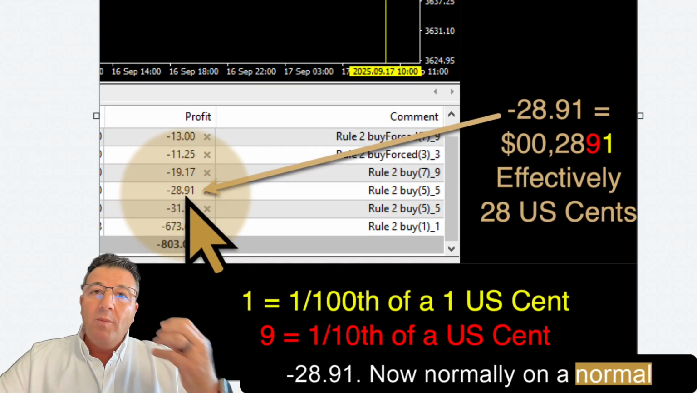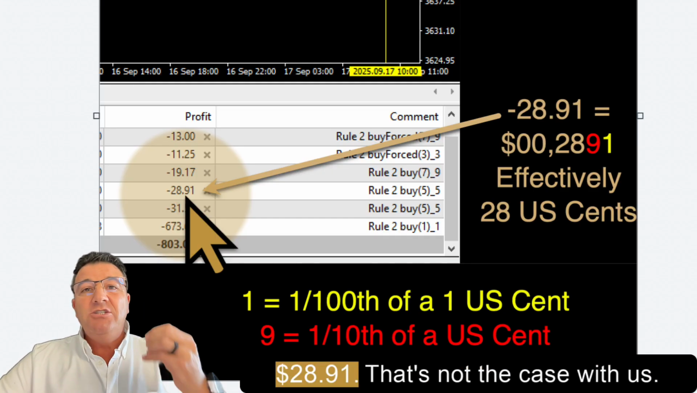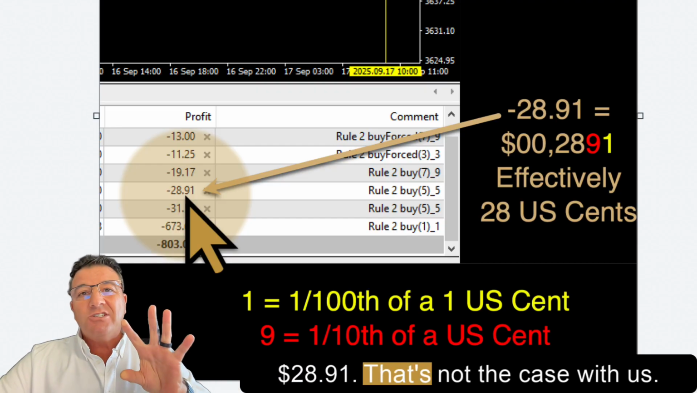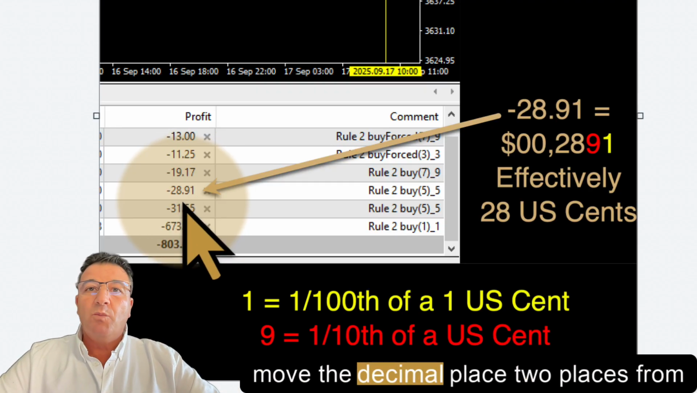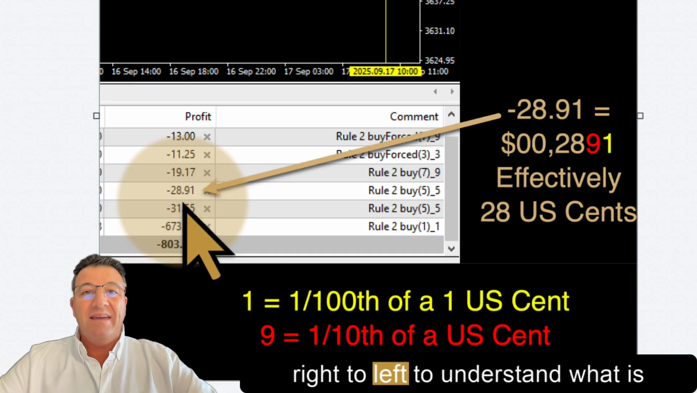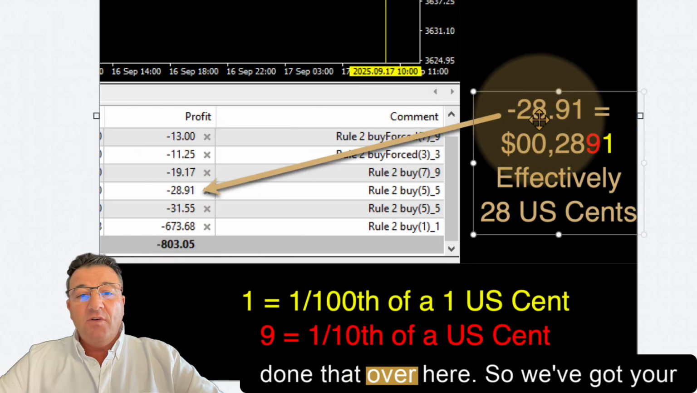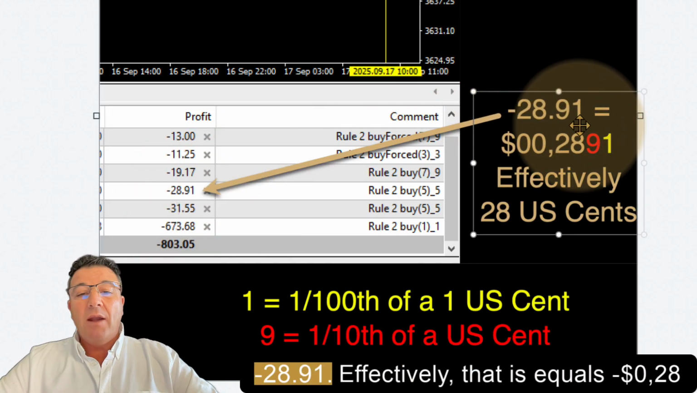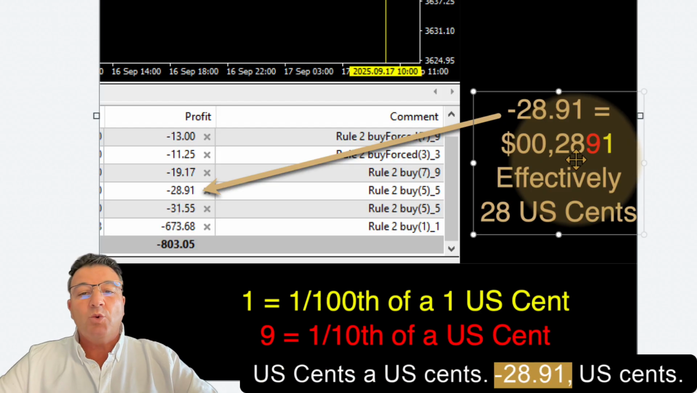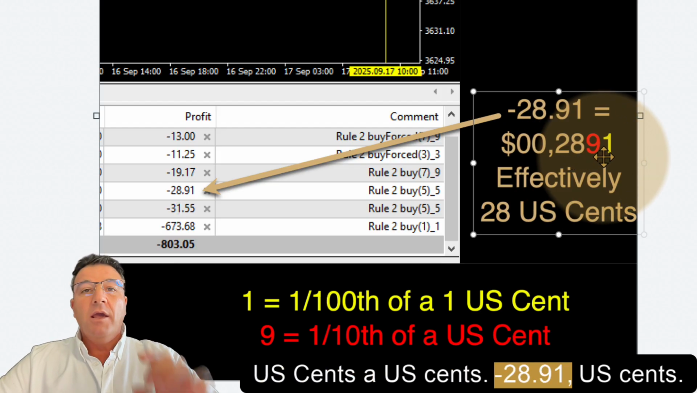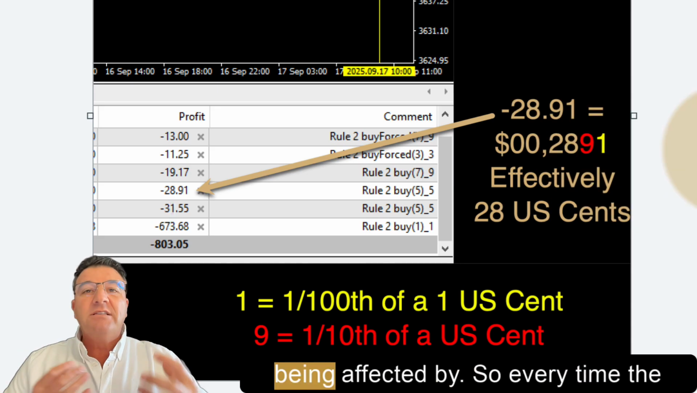Now, normally on a normal account where you're working with other brokers, that would be minus $28.91. That's not the case with us. What is happening is that we need to move the decimal place 2 places from right to left to understand what is happening on the account. So I've done that over here. So we've got your minus 28.91. Effectively, that is equal to 28.91 US cents. So effectively, it's 28 US cents that your account is being affected by.